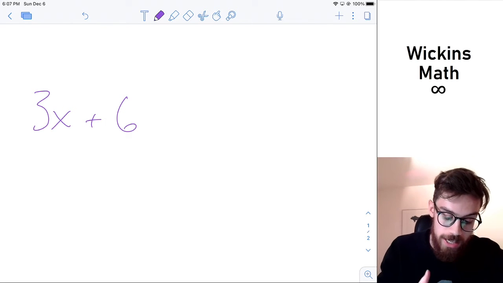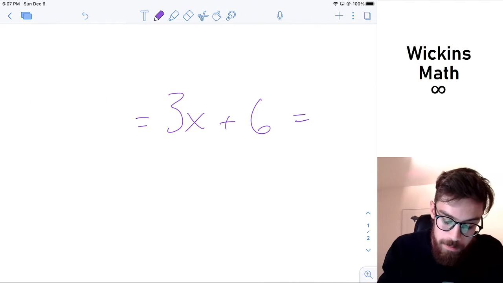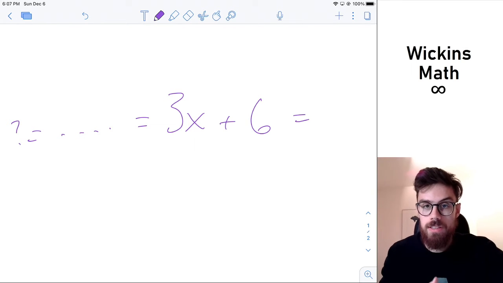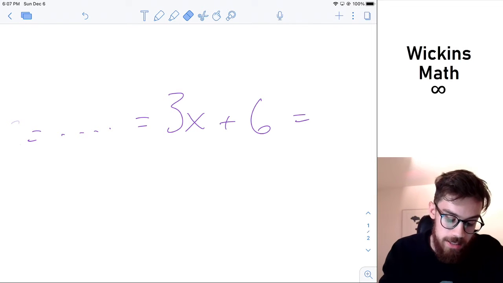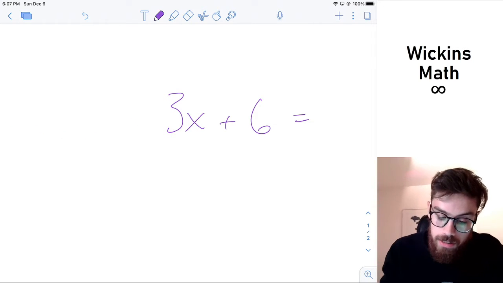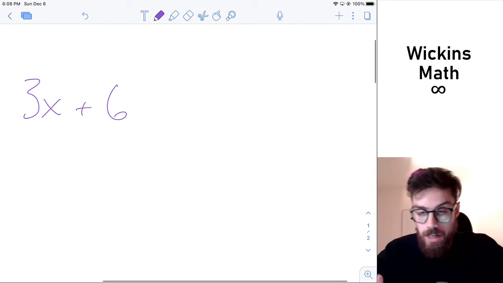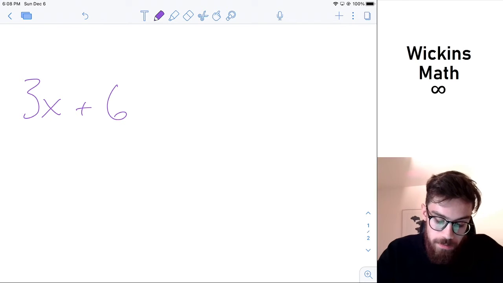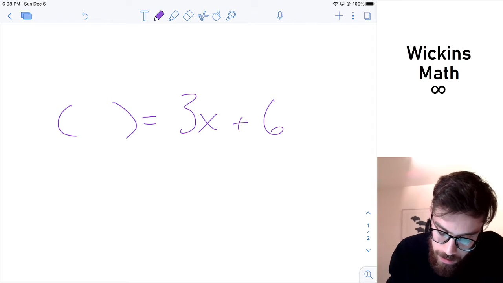So, looking at 3x plus 6, if we want to go backwards this way, can we figure out what we started with to get 3x plus 6, right? And maybe there's a lot of things that we could have done to end up at 3x plus 6. Maybe there's a lot of things we could have done, but we're going to look at undoing the multiplication, right? So when you look at this, you want to think, okay, well, maybe I had something here.